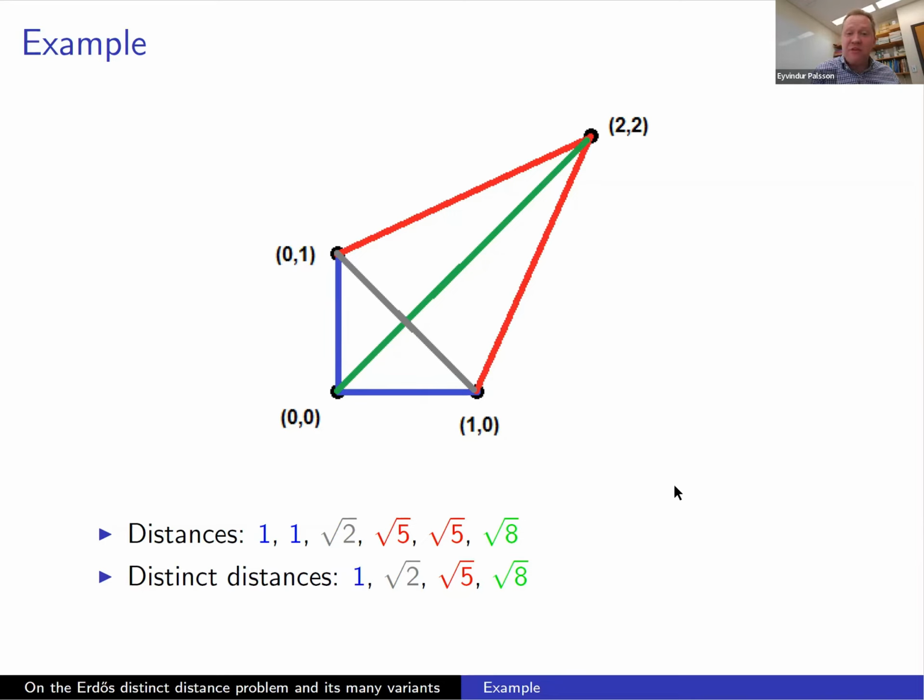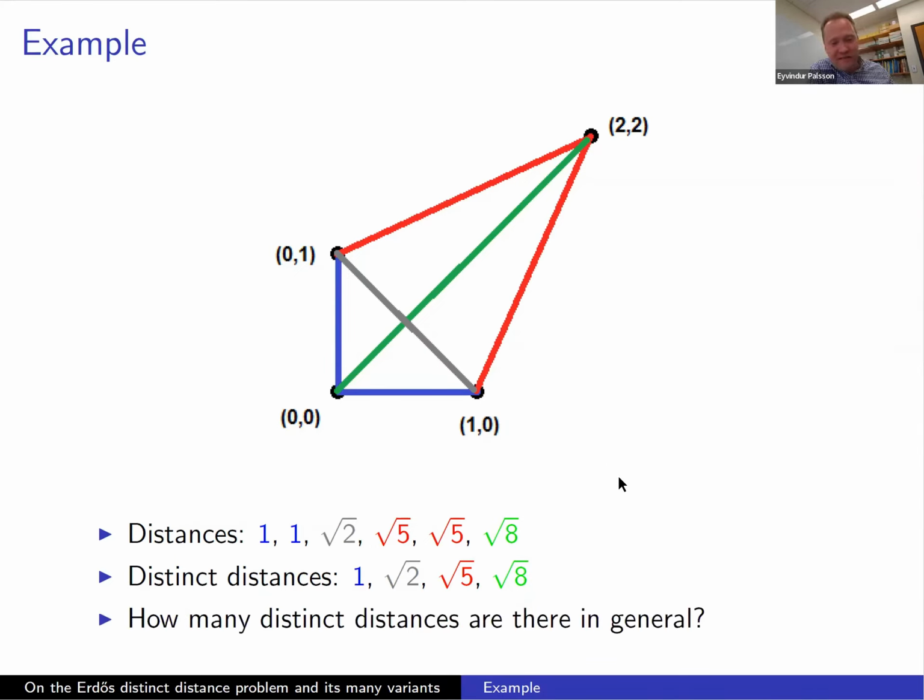If I'm interested in asking questions about how many different patterns there are, I can just drop repetitions and write down how many distinct distances there are. In this case, there are 4. Now, if I wanted to ask how many distinct distances there are in general, you quickly see from modifying this picture that this is not really a great question. For example, if I took the point (2,2) and moved it to (1,1), I would have a square, and I would only have 2 distinct distances. Whereas if I instead took the point (1,0) and wiggled it a little bit, all my 6 distances would be different. So clearly there's a range of distinct distances, and the question is, what kind of things can happen?